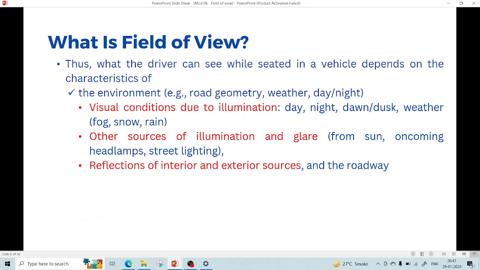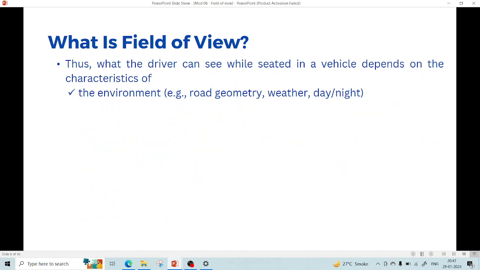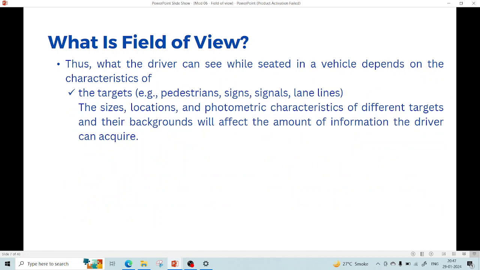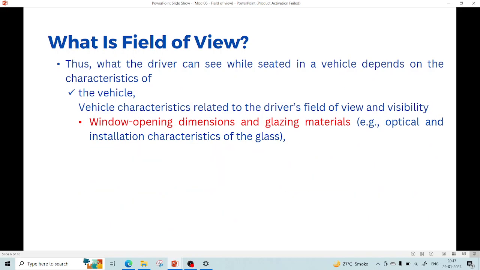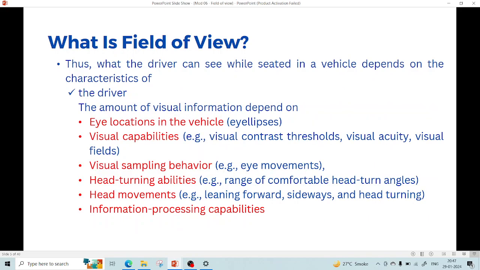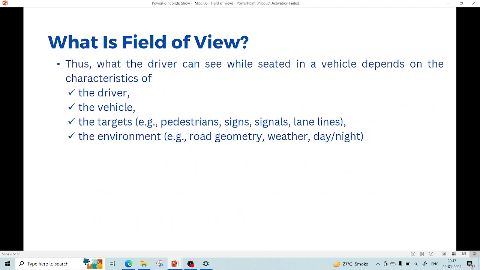So these are the important points: what the driver can see while seated in the vehicle will depend on these four categories. That is, the driver's point of view, the vehicle point of view, the targets, that is the external parts not in the vehicle, and the environment, that is road geometry, weather, and day and night conditions. So that's all about this video.